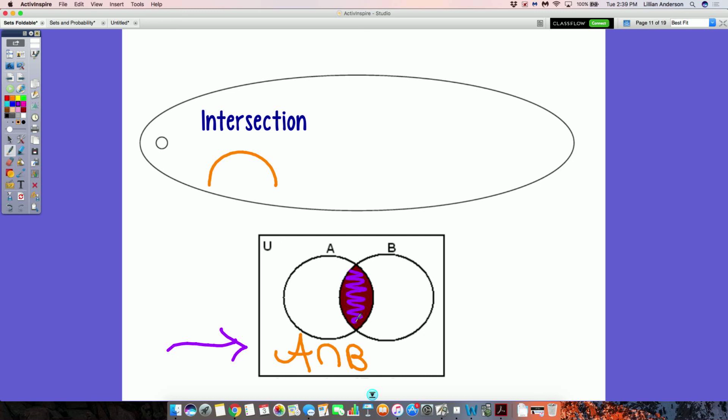The English version of intersection would be "and." So if it says sets A and B, that would indicate intersection. All right? So, any questions on intersection? Well, let's see. On your desk, let's do some examples. You're going to do all of them on your desk.